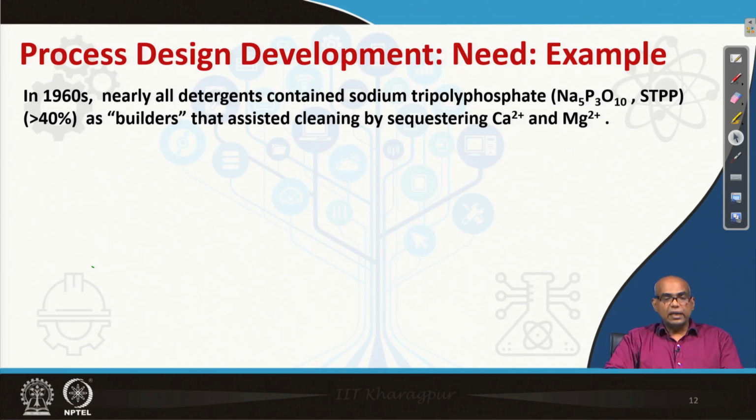Now, let us take one or two examples of the need for process design development. In the 1960s, nearly all detergents contained sodium tripolyphosphate, known as STPP, as builders that assisted cleaning by sequestering calcium ions and magnesium ions. The amount of STPP in these detergents used to be as high as 40% or even higher.